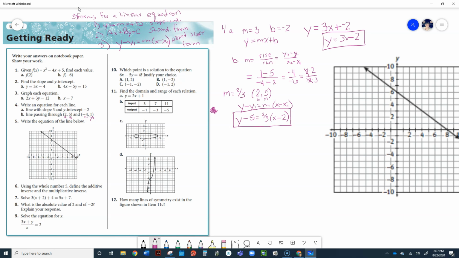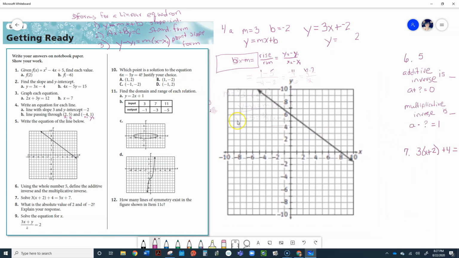If you were going to graph it, you would graph the point first and then graph the slope. Rise 2, run 3, and that would get you a graph. But you could also distribute this and then combine like terms. But it didn't tell me that I had to, so I'm not going to. All right, so that was problem number 4. Problem number 5, I'm going to move it over here.